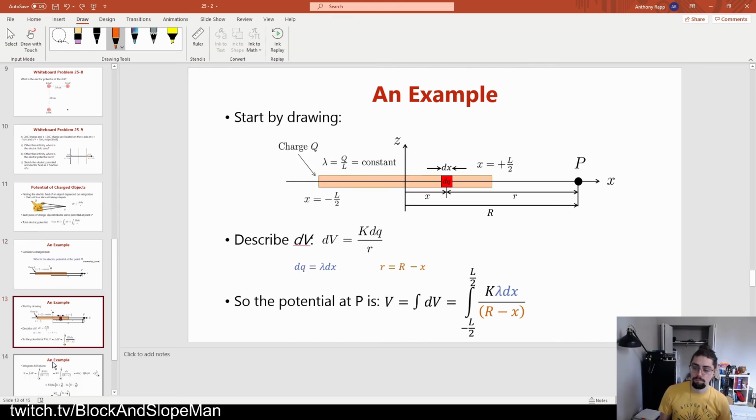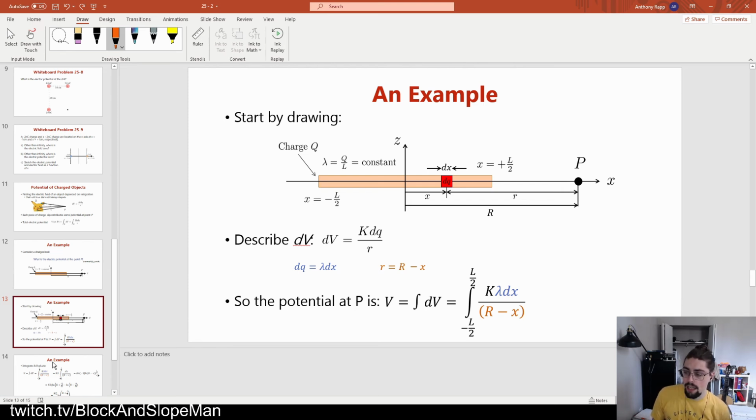So what would I do? Well, I know that I'm going to find my potential by integrating every point of dV, which means I need to figure out some way to represent lowercase r and some way to represent dq. I have a linear charge density lambda.